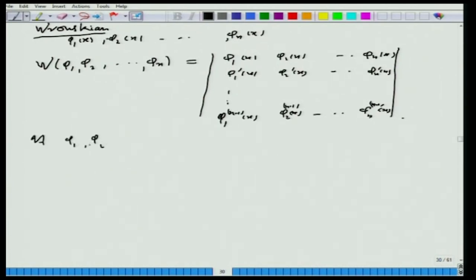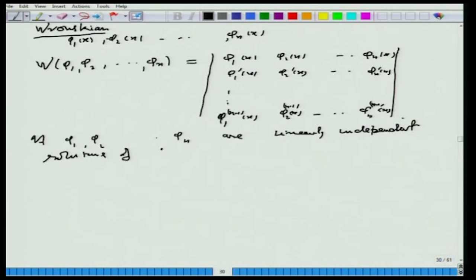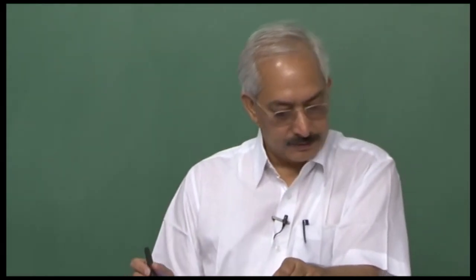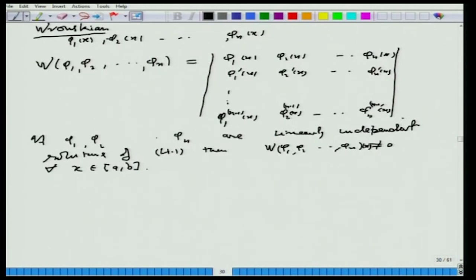We see that if phi 1, phi 2 and phi n are linearly independent solutions of 4.1, then this Wronskian W of phi 1, phi 2 and so on is not 0 for all x in (a, b). And the converse is, if this Wronskian vanishes at any point x in the interval, then these phi 1, phi 2 are linearly dependent. So, that is what we have in this Wronskian case. Then we consider the Jacobian also.